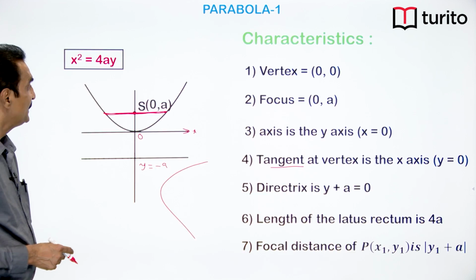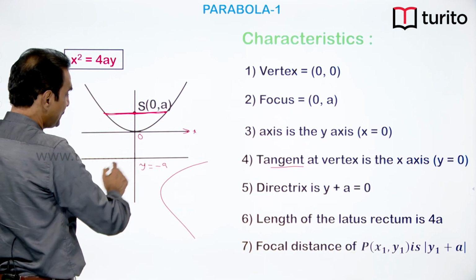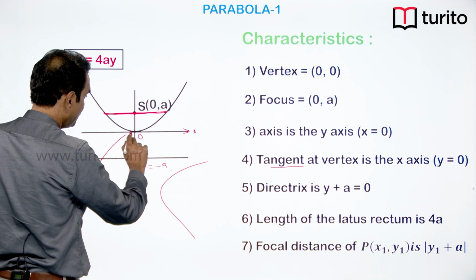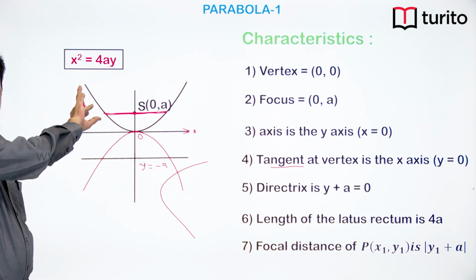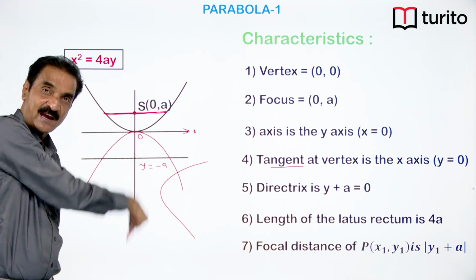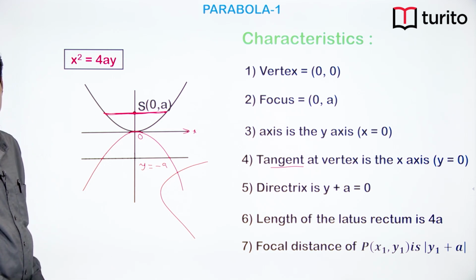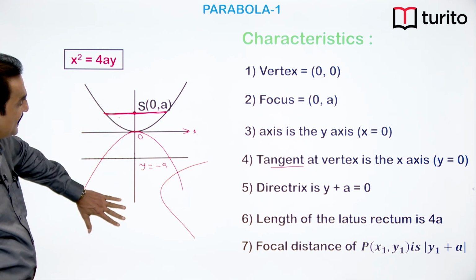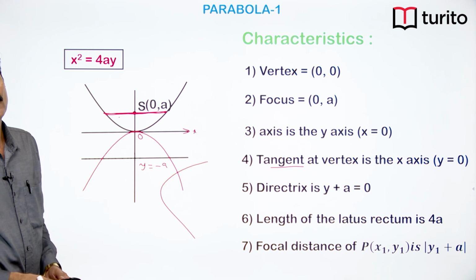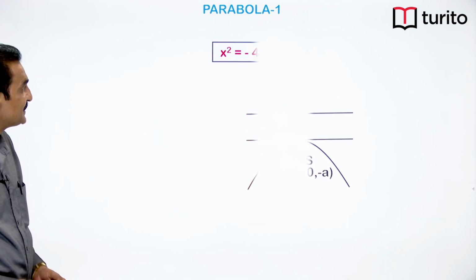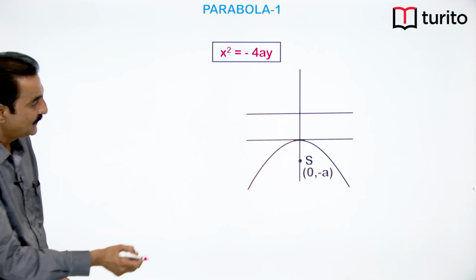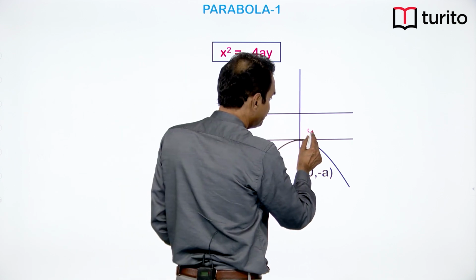Now, if you change this parabola like this, meaning the direction of the axis becomes the negative y axis. We have just flipped it like this. Then what will be the new characteristics? Let us see. This is the parabola. This is the origin.